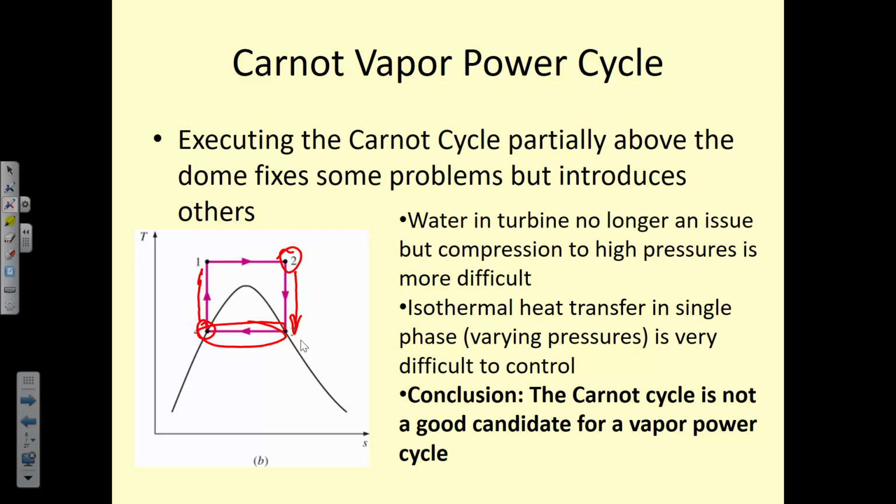If that happens inside of a pump, that's a very bad thing. Cavitation occurs, we get something called vapor lock, where you suddenly have this vapor within your pump that causes it to stop working correctly. So the Carnot cycle isn't really a good candidate below the dome or within the dome, and it's not a good candidate if we move it up above the dome. So we need to do something to this Carnot cycle to have it be more amenable to the process which we want to have occur.